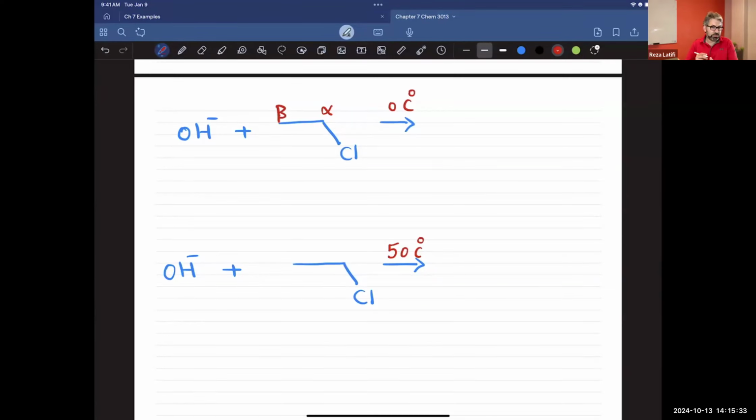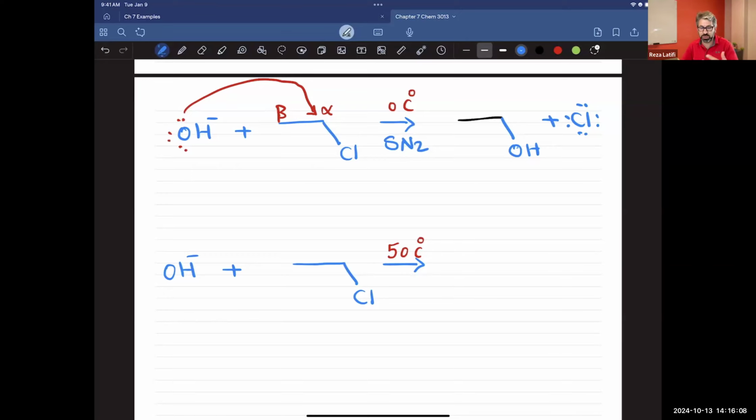If there is a beta carbon, so this is alpha, and that one is going to be the beta. At low temperature, I'm going to assume this is going to happen: an SN2 reaction. The nucleophile will go after the alpha carbon, it will kick the chloride out of the system, and this is going to be my product. Temperature is really low, so this is going to be SN2, simply nucleophilic substitution, and nothing surprising. Now, what will happen if I increase the temperature?